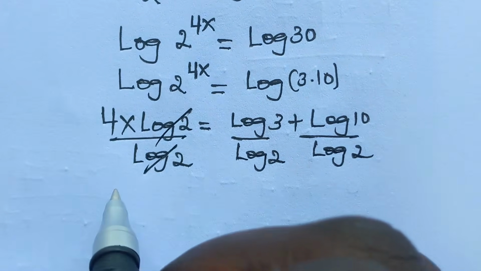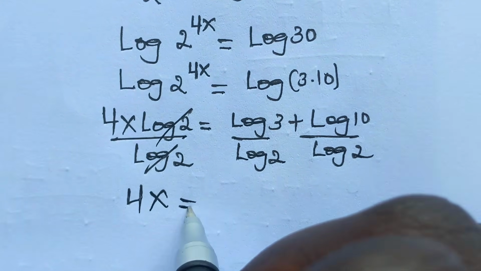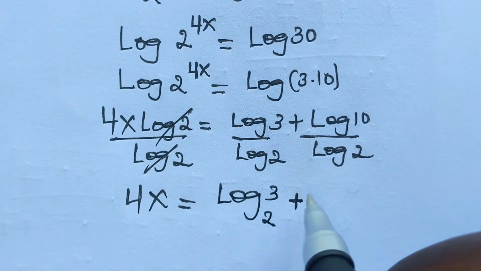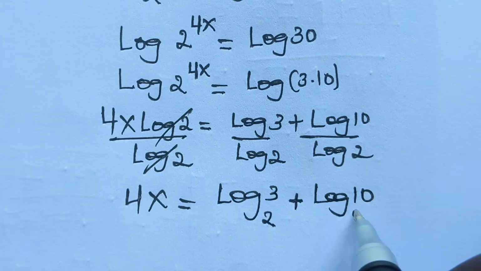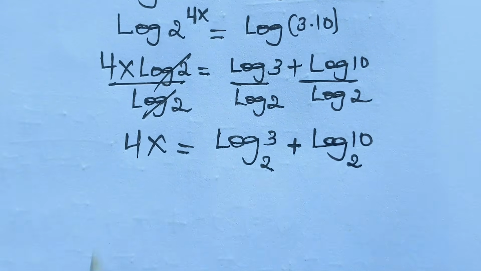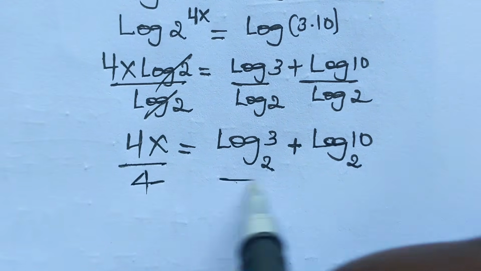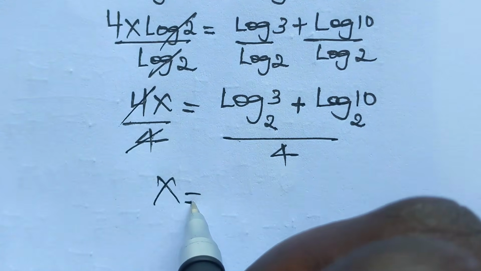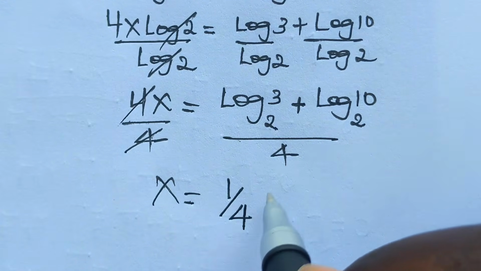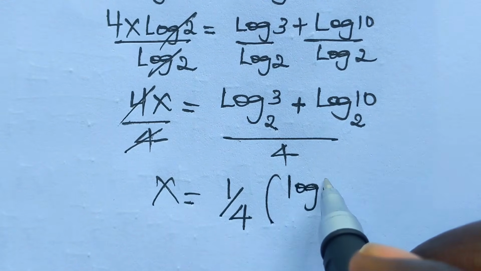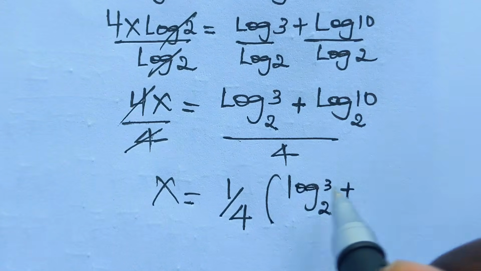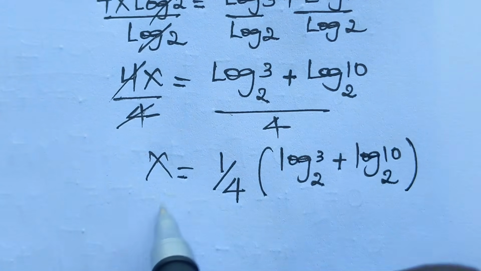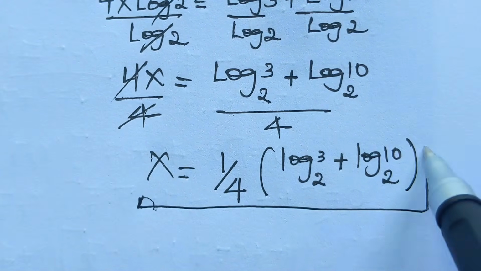Then this will cancel to get 4x equals the logarithm of 3 to the base 2 plus the logarithm of 10 to the base 2. Then divided by 4 on both sides to get x, which equals 1 over 4 times the logarithm of 3 to the base 2 plus the logarithm of 10 to the base 2, and this is the value of x.